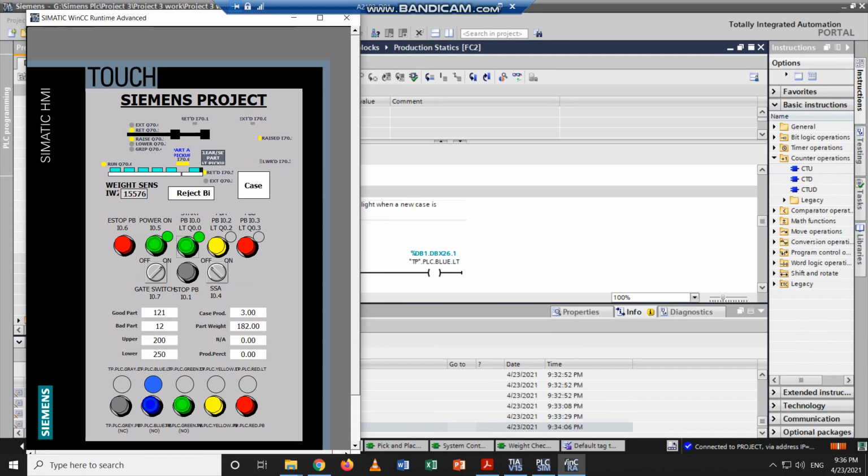Now we observe that the blue indicator light has come on, indicating that there's a new case in the system or a new case has successfully been produced. And now we observe that a red indicator light comes on, indicating that maintenance is required in the system.